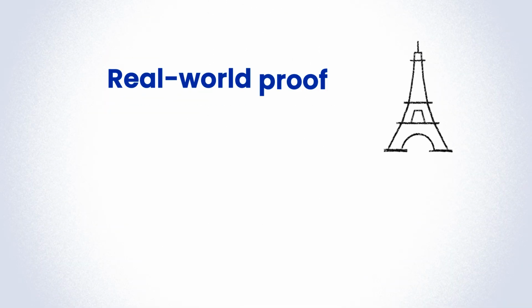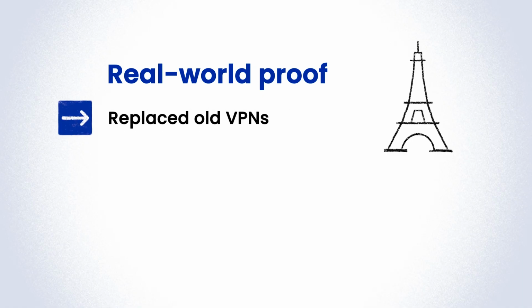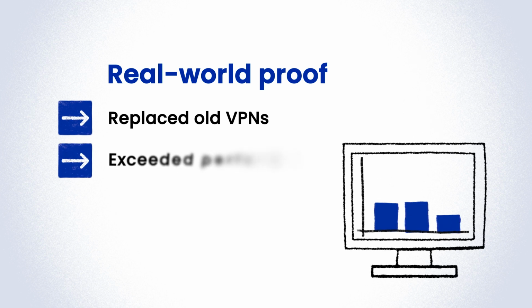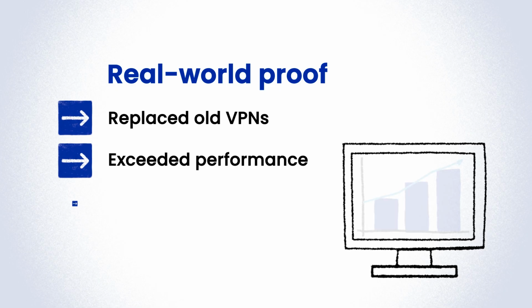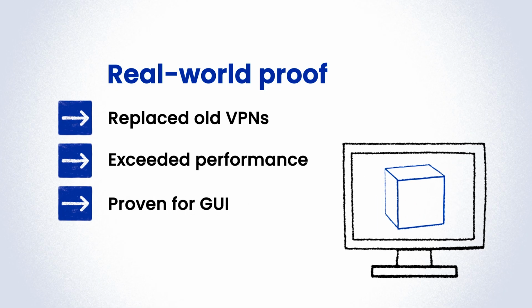Organizations are already making this architectural shift. In France, real-world IT teams systematically replaced their deprecated SSL VPNs with ThinLinc. The business impact was immediate. They found that ThinLinc's performance actually exceeded the old VPN setups they were replacing, proving its worth for the absolute most demanding, high-end Linux graphical workloads on the market.